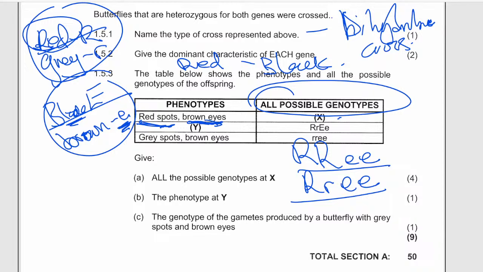The next question. They are saying all possible phenotypes of Y. Capital R is red, so it means that Y is going to be red, and then capital E is black, so it's going to be red and black. Yes, I think we got it.